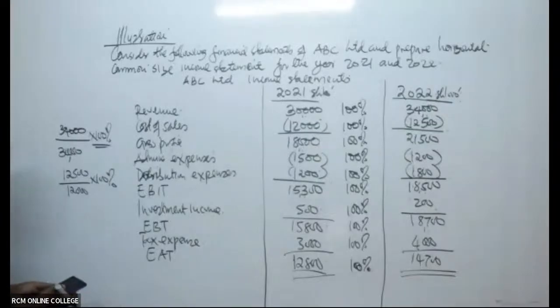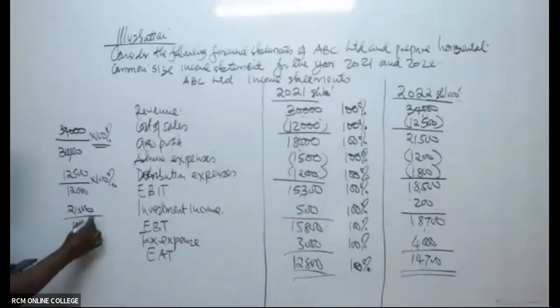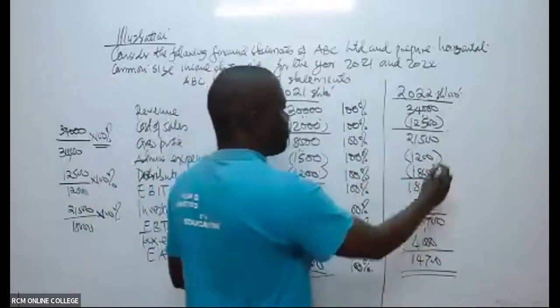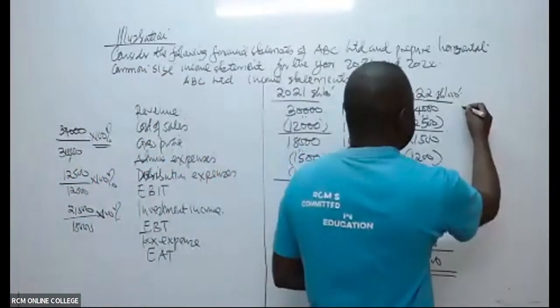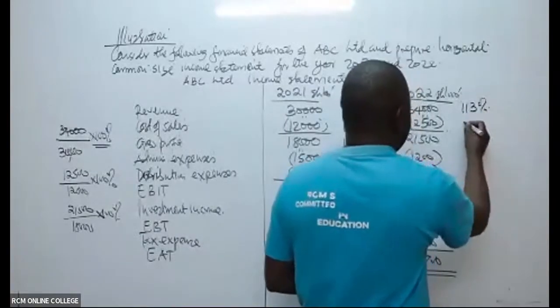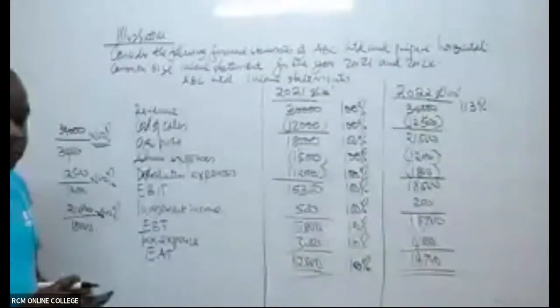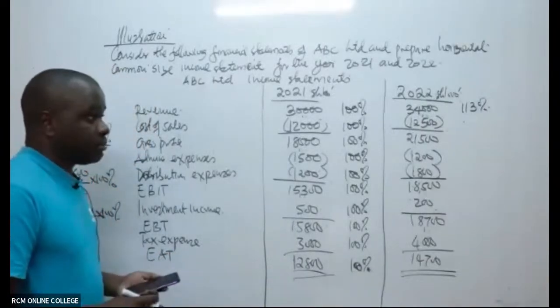The same case applies with gross profit. You take 21,500 over 18,000 and multiply by 100%. What are you getting as the percentage here for the first item? 113%. What about this other one of cost of sales?